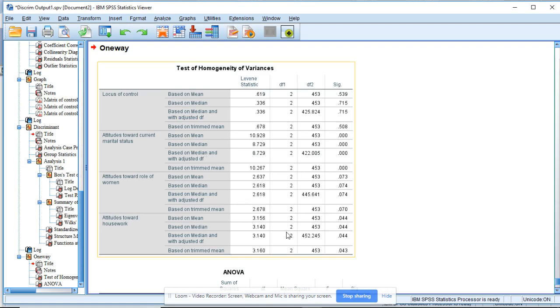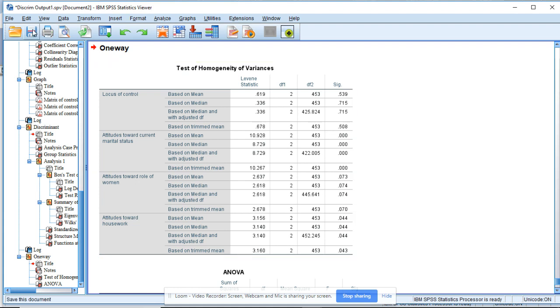And here we have our test of homogeneity of variances. We're just looking for significance here on each of the variables to determine whether or not the Box's M test is specifically showing up. And as we can see here, we have significance on the variable attitudes towards current marital status. So there's some heterogeneity in the variance covariance matrices. That's, again, the comparison of the within group and the between groups variance. So we do not meet this assumption for this test. The other variables are okay.